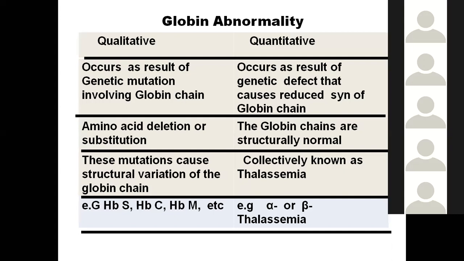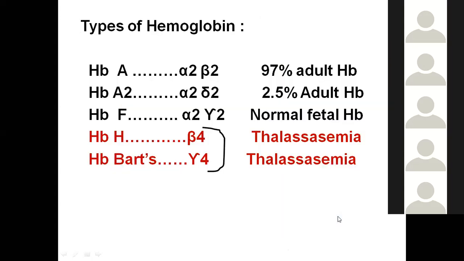But in thalassemia, the globin chains are structurally normal, but there is reduced synthesis or no synthesis of either the alpha or the beta chain. Okay, these mutations in qualitative cause structural variation of the globin chain. Collectively this is known as thalassemia. Coming to qualitative, we have examples of hemoglobin S, hemoglobin C, hemoglobin M and so on, while in thalassemia we have alpha or beta thalassemia. All right.